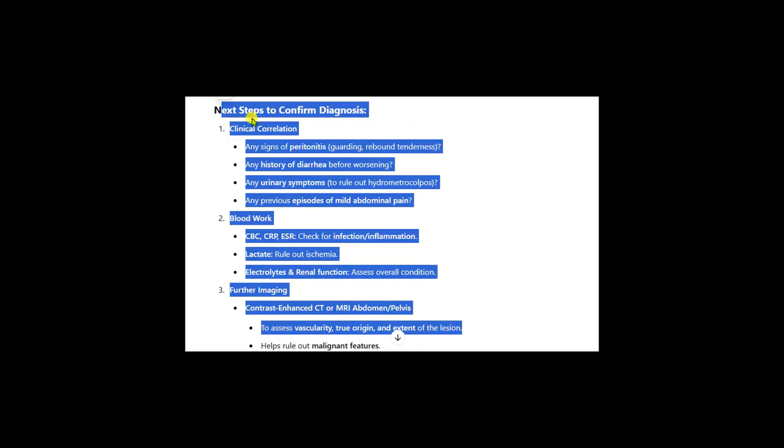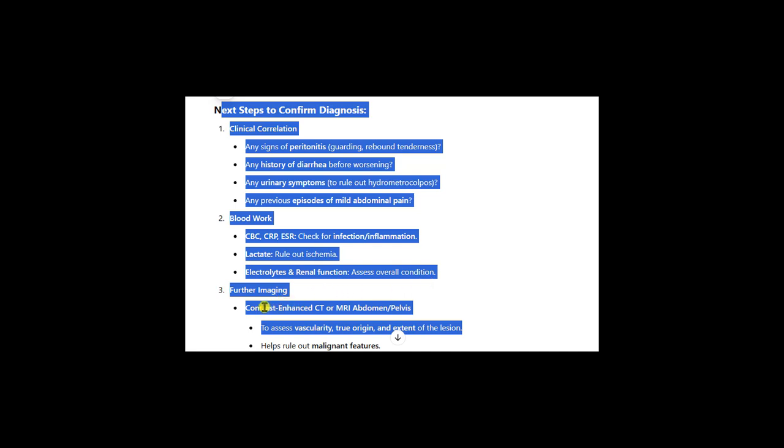Next steps to confirm diagnosis, clinical correlation. Any signs of peritonitis, guarding, rebound tenderness. Any history of diarrhea before worsening? Any urinary symptoms, to rule out hydrometrocolpo? Any previous episodes of mild abdominal pain? Blood work: CBC, CRP, ESR, check for infection/inflammation. Lactate, rule out ischemia. Electrolytes and renal function, assess overall condition.